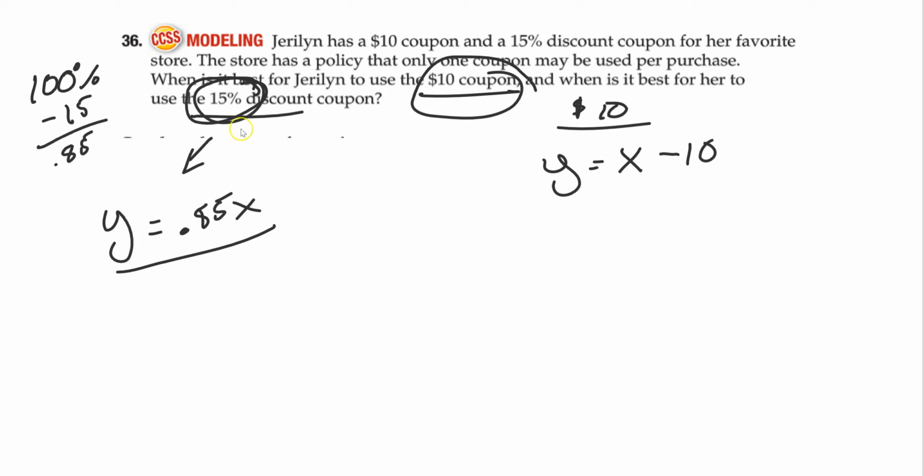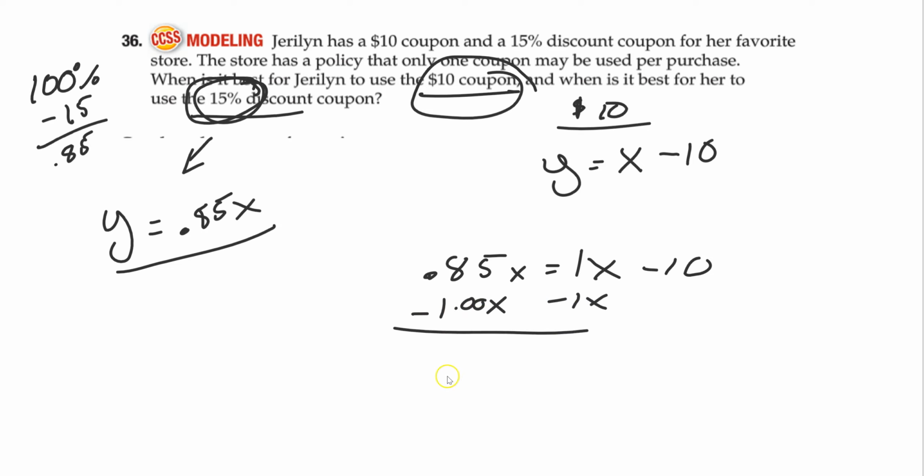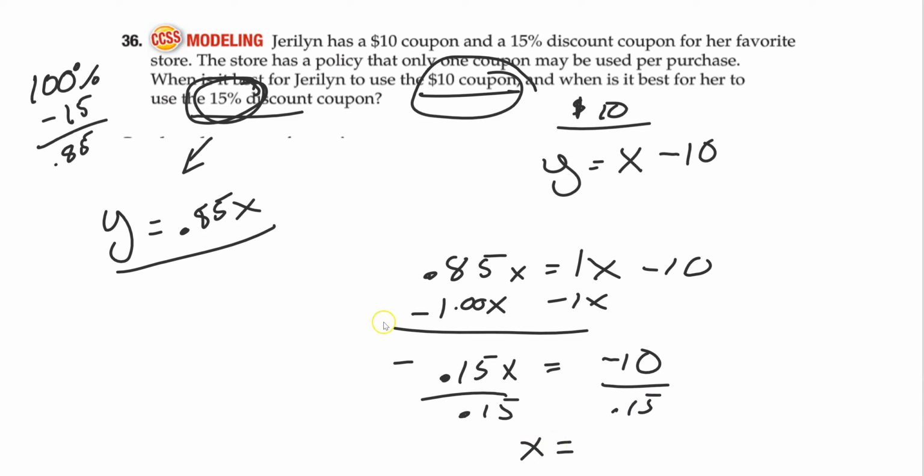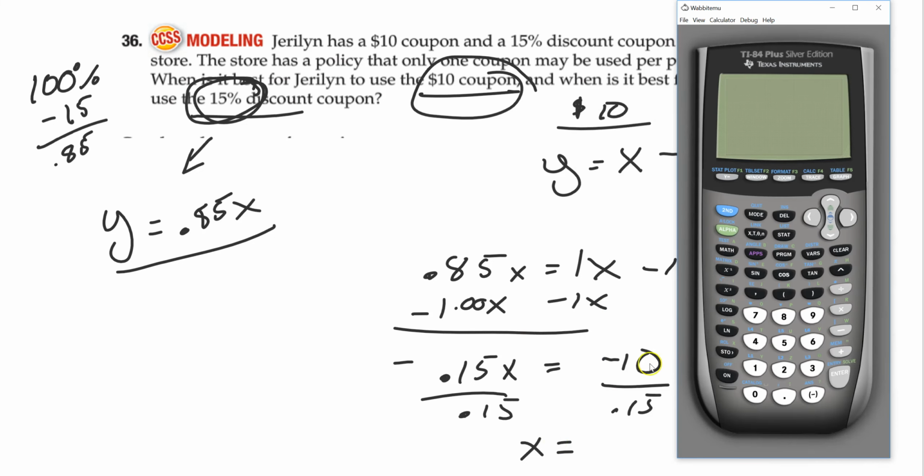So when is it best to use which one? Well, let's first see when they're the same. I'm going to set them equal to each other again. 0.85x is equal to x minus 10. Let's subtract 1x. I get negative 0.15x equals negative 10, divided by 0.15, and I get x equals, I don't even know what that is. Let's use a calculator. It's an application problem, you can do that.